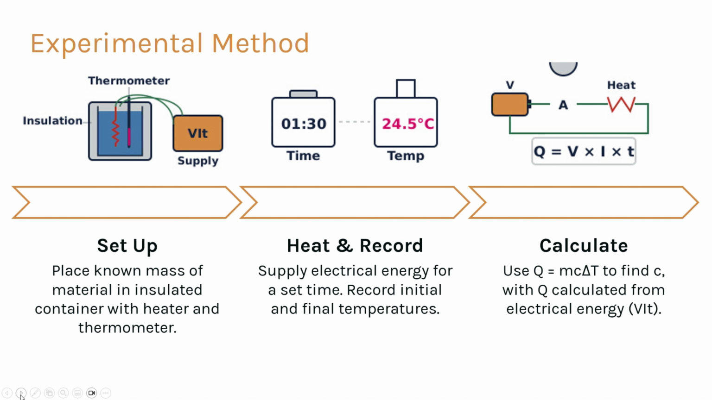Experimental method. Now, let's see how we could measure specific heat capacity experimentally. First, we place a known mass of material in an insulated container with a heater and thermometer. Next, we supply electrical energy for a set time and record the initial and final temperatures. Finally, we use the equation Q equals mc delta T to calculate the specific heat capacity. The energy Q is calculated from electrical energy using voltage, current, and time.